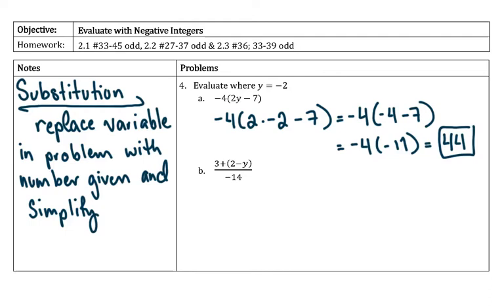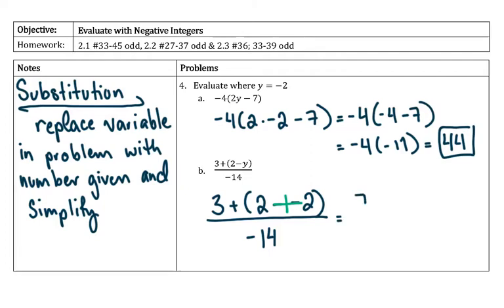For part B, it's even more important that we include that negative sign here, because then we end up with, in the numerator, 3 plus 2 minus negative 2. Because there's a subtraction in the problem, so this subtraction sign is this symbol, and then we have the negative 2 in the y. So we have two subtraction signs there, which then become a plus as we simplify them. So then we have 3 plus 2 plus 2, which is then 7 over negative 14.